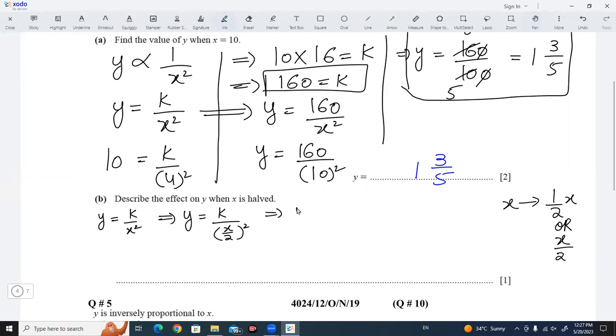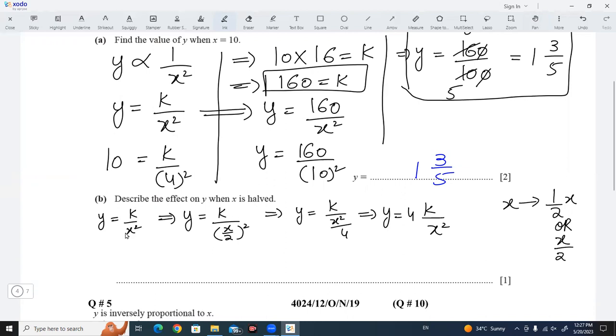So now if you take the square, what does it become? K over x squared over 4, since the square of 2 is 4. So this 4 will be brought into the numerator, so it becomes y equals to 4 times k over x squared. What's k over x squared?